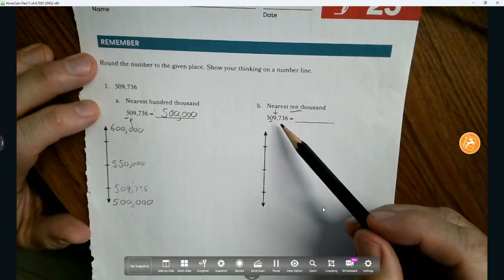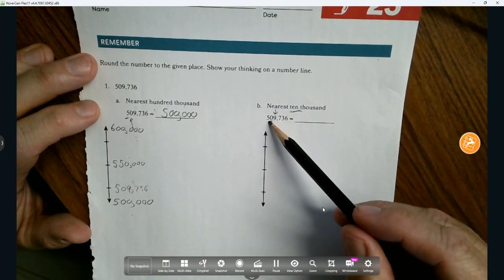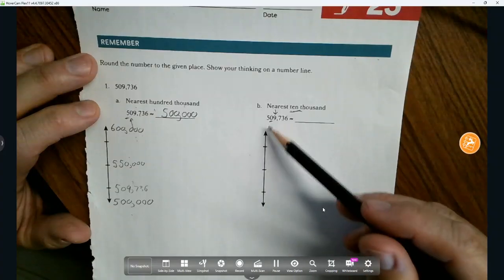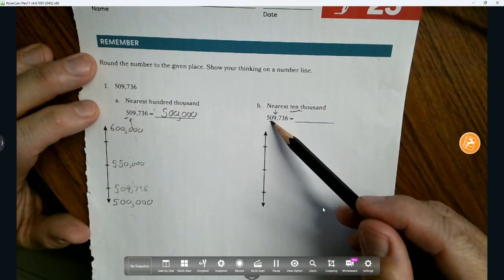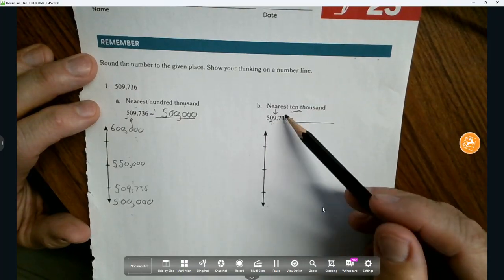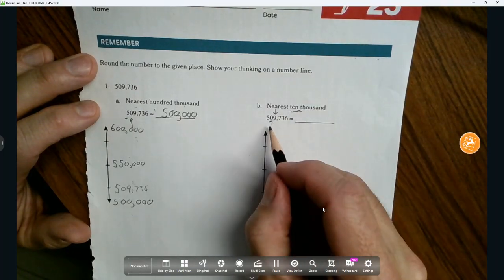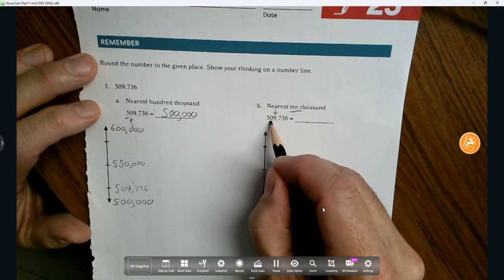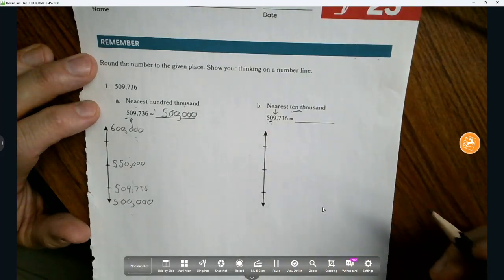All right. So, nearest 10,000, right? So, down and up. What's this going to be? If you're down, what's this going to be if it's up? It's the nearest 10,000. Remember, this is the number that might change depending on what the 9 tells it to do.